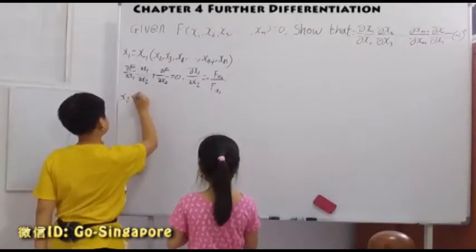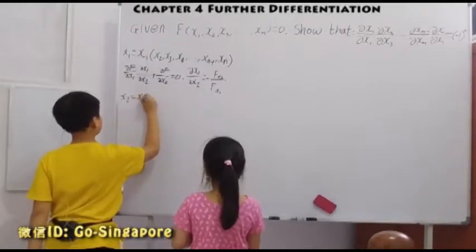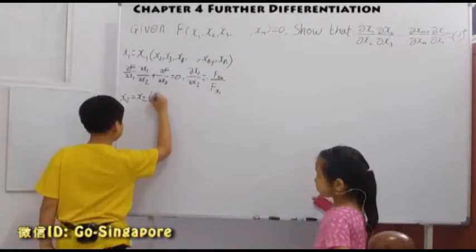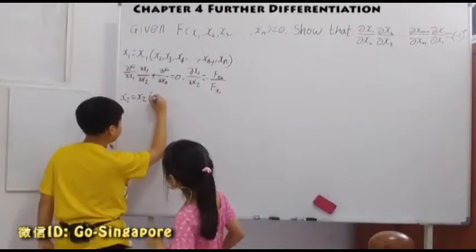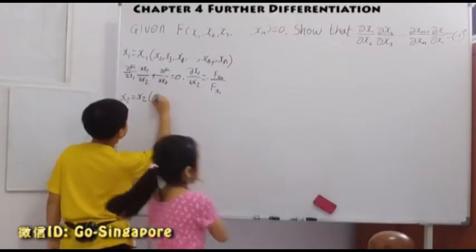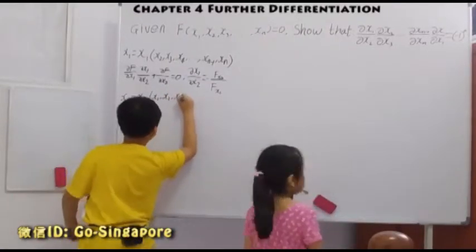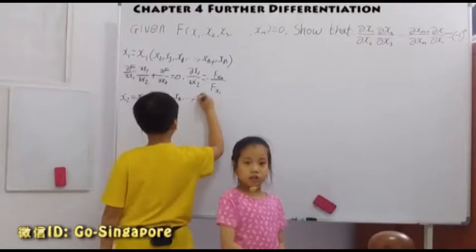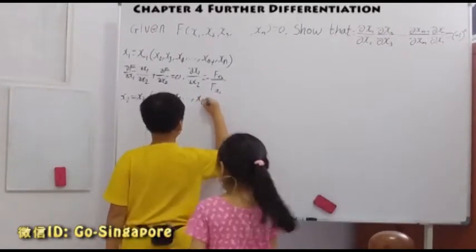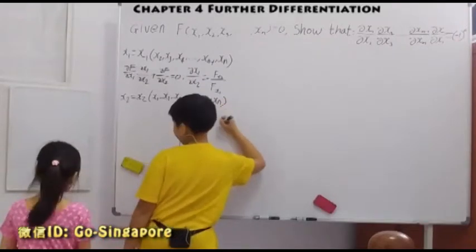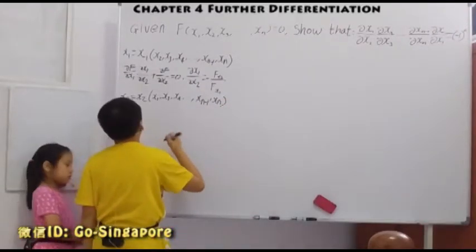Second. So x2 is a function of? x2 is a function of x1, x3, x4, x5, and so on, until xn minus 1, then xn. Okay.